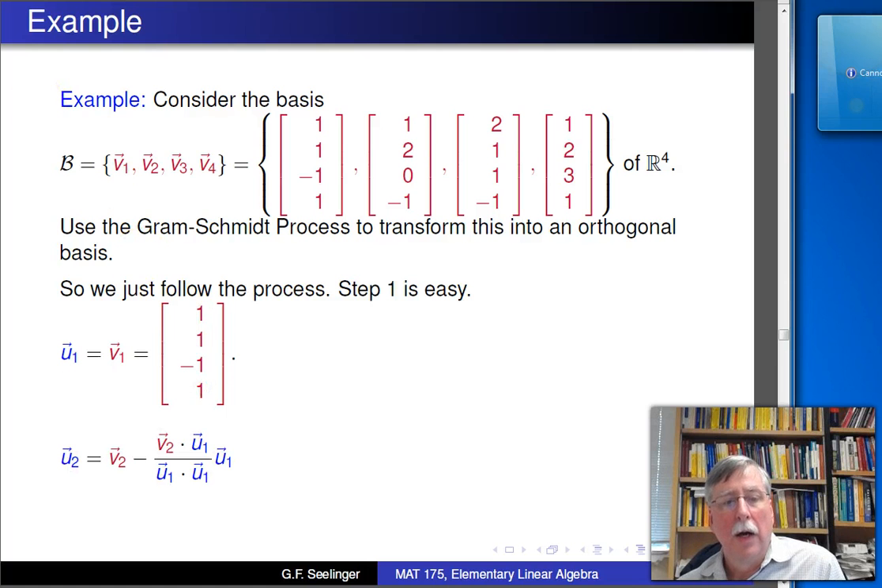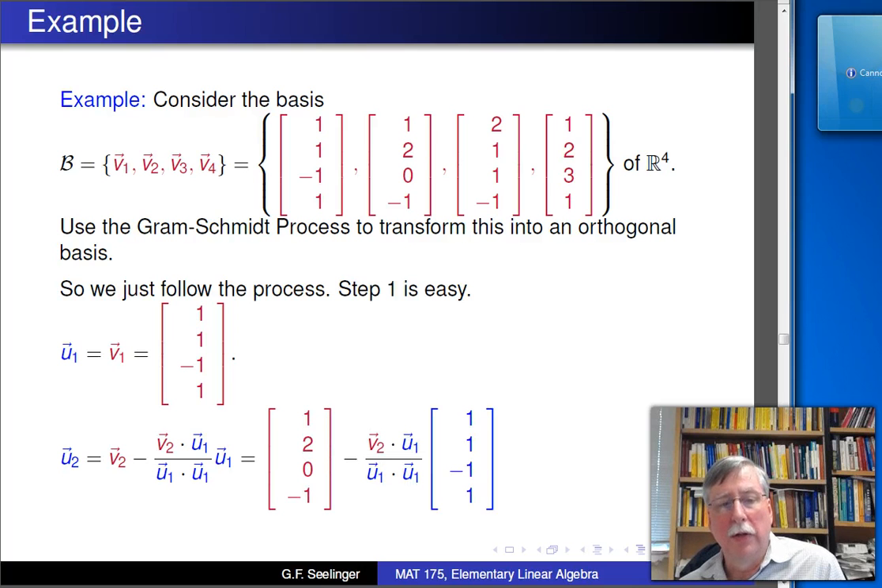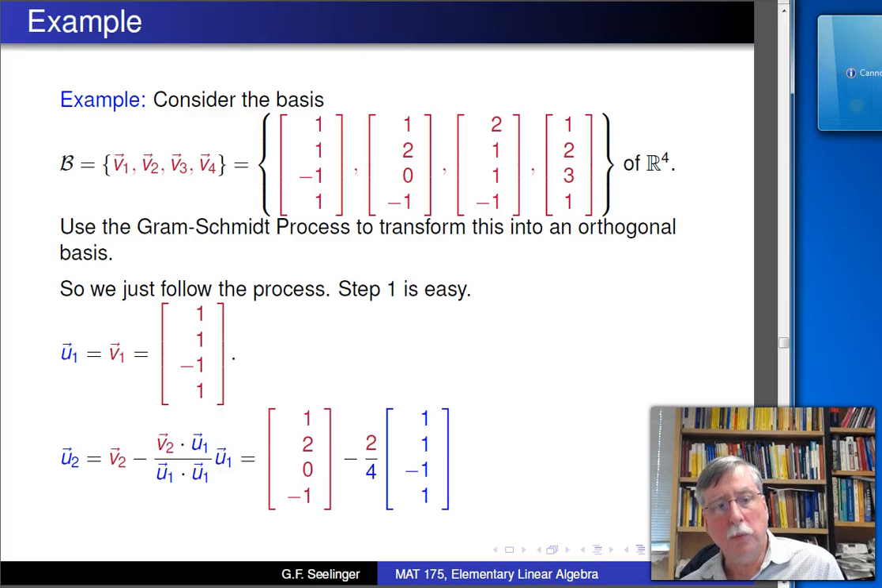Okay. And then subtract off the projection. So what we do is we use that second vector, (1, 2, 0, -1), and subtract off the projection onto (1, 1, -1, 1). When I do that, by taking the dot products, the dot product at the top is going to be 2. The dot product at the bottom is going to be 4. So I get a nice reduction there. And so I get my second orthogonal vector to be 1/2 times (1, 3, 1, -3).